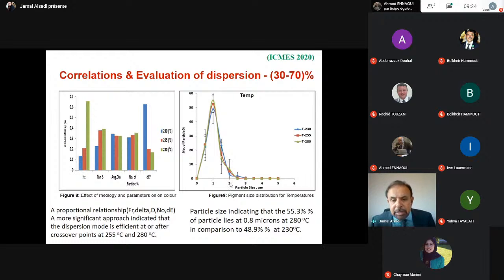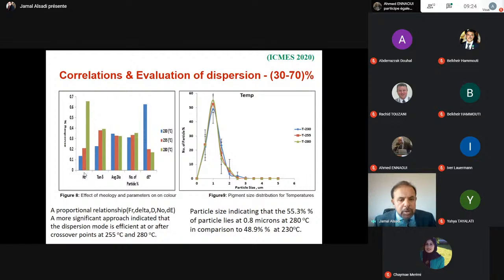And on the x-axis we get 0.8 micron as the pigment size. So we correlate this with the general trend, the previous one which I showed recently. Now this graph is showing all the graphs. I did it at 3 temperatures, 230, 255, 280.